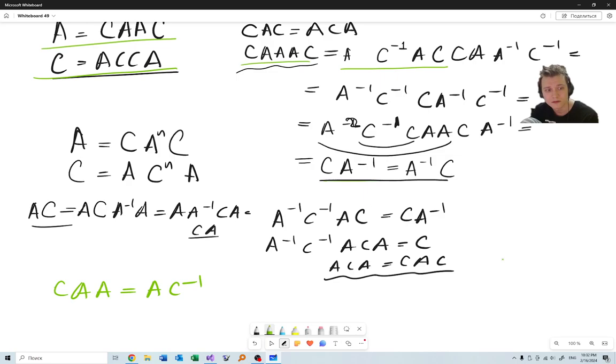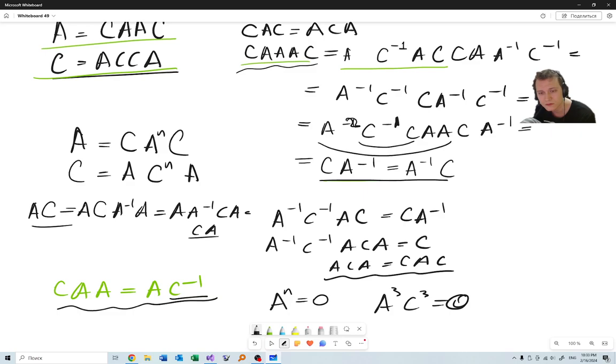Now, actually, can we? So I like it, actually. I like it because it is of the simple form that we can commute A and C. Can we write that A to some power n is 0? Can we do it? If yes, then it would be marvelous. I would really like it if we know that A to the power n is 0 for some n. At some moment we found out that A cubed C cubed is 0. Is it true that A cubed C cubed is 0?